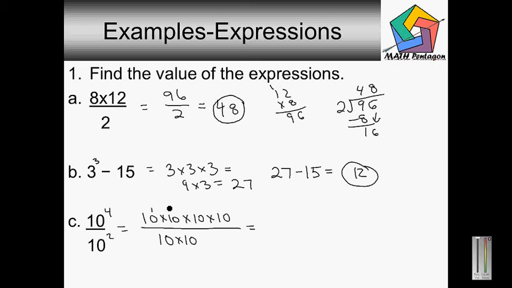We have 1, 2, 3, 4 zeros. So basically you put a 1 and 4 zeros, and you should get 10,000 on top. And for 10 squared, we have 2 zeros, and we just put a 1 in front, and we have 100. Then we would basically divide, and we would write it out like this. 100 goes into 100 one time, 100 goes into 0 zero times, and 100 goes into 0 zero times. So our final answer to this question right here is 100.